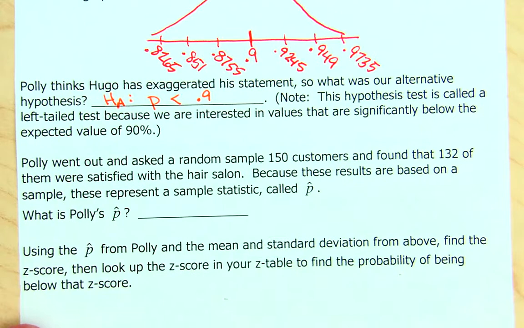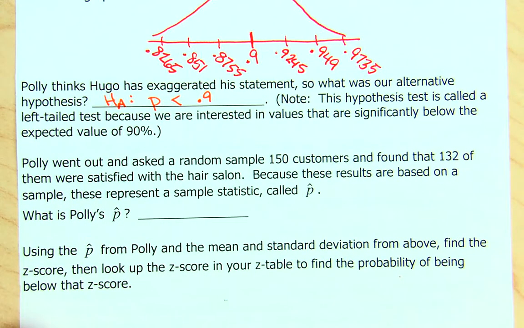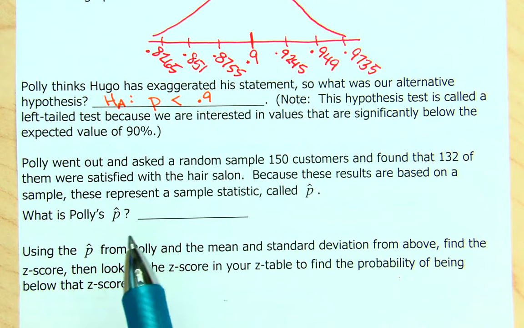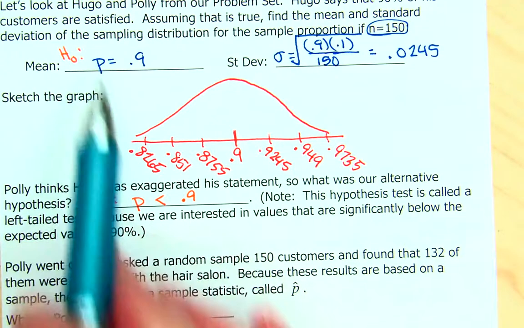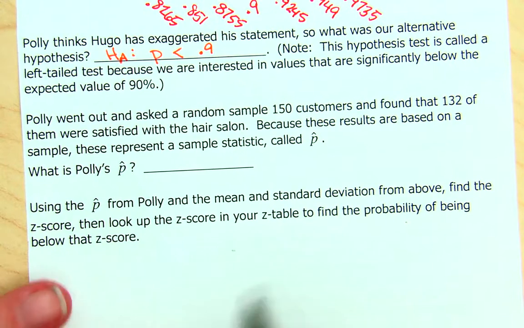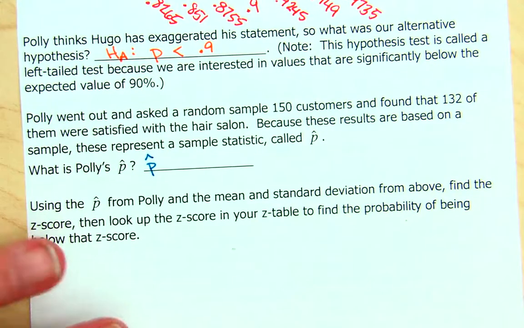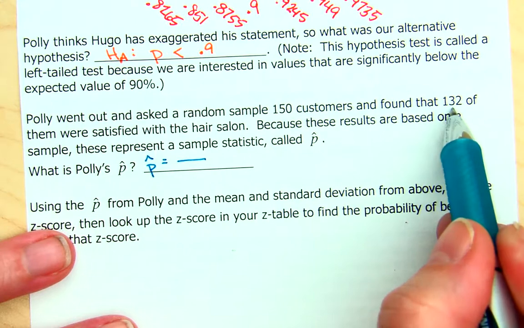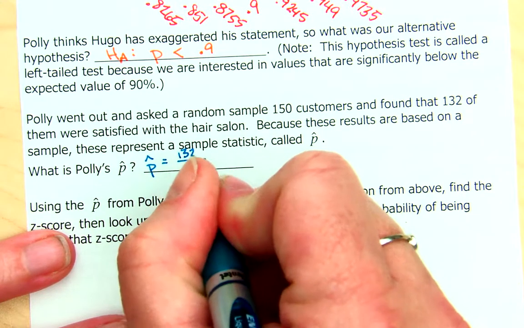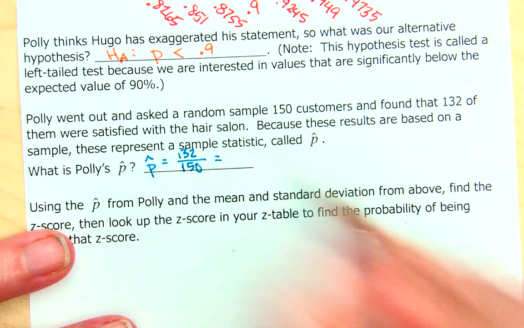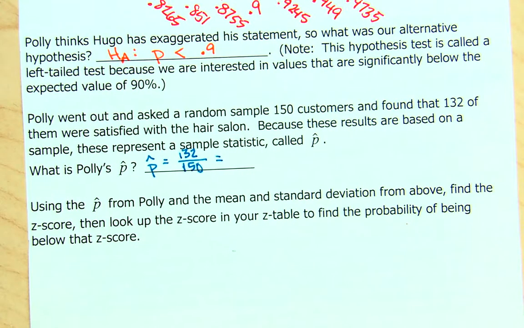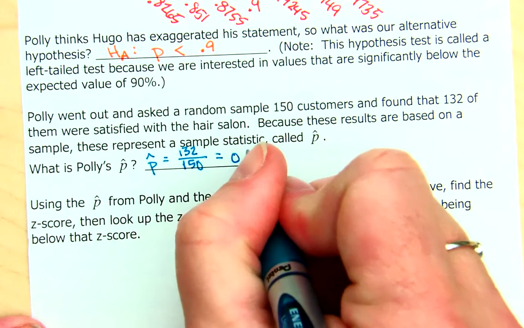So Polly then went out and did her own random sample of 150 customers, and she found 132 of those 150 were satisfied with the salon. So we use P hat to show this is from a sample. If we say P, we're talking about population. P hat means the sample. So you need to get used to that notation. So here, P hat will be the 132 out of 150. In her sample, that's what she found to be true. If we divide that out, we get 0.88.